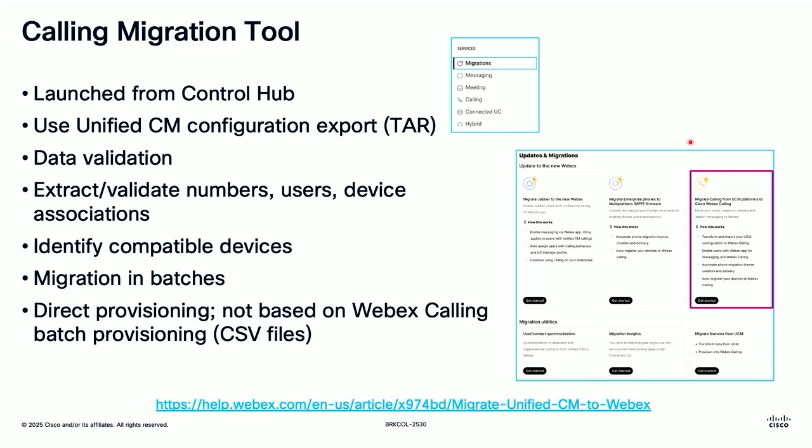It's launched from Control Hub. Again, it uses this config export and then does some data validation. It looks at numbers, users, device associations, identifies compatible devices, and it allows you to define batches of users that you want to move over, right? And as you kick off a migration task, this will hit internal APIs directly. It's not batch-based, so you don't have to do bulk provisioning of stuff. It immediately bulk provisions this stuff in the background.